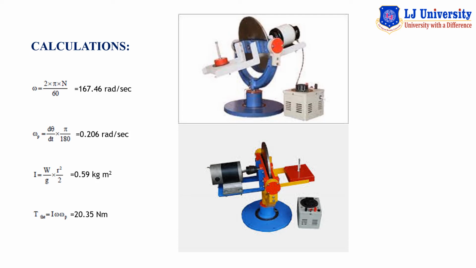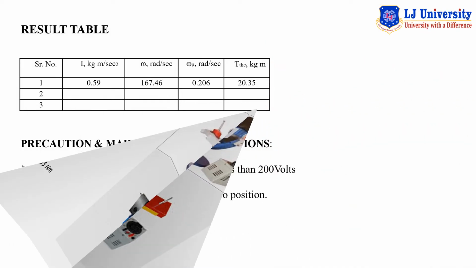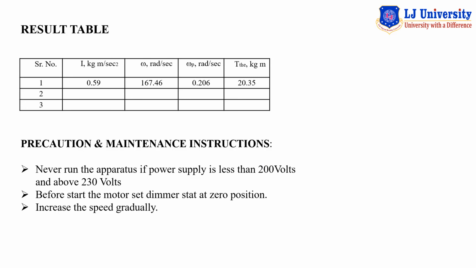Okay, now this is the result table. In the result table, we find the value of I, that is 0.59, the value of omega, that is 167.46, the value of omega p, that is 0.206, and the value of theoretical gyroscopic couple, that is 20.35 kg into meter. Clear? You can also find the value in Newton into meter. Okay, so this is the practical of motorized gyroscope.